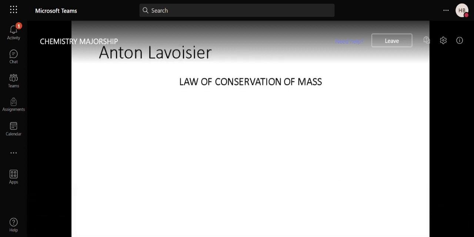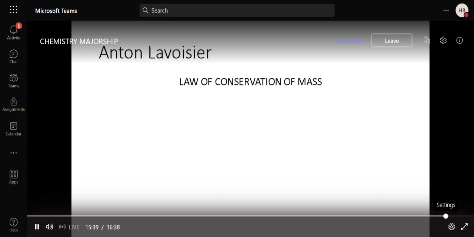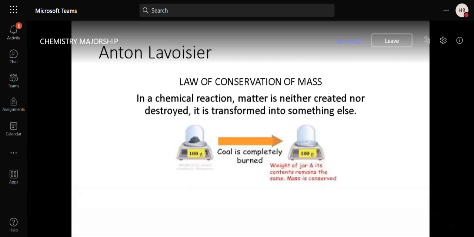Right? Antoine Lavoisier is the proponent, or the father, of the law of conservation of mass. So, for example, in an experiment in the laboratory, this is what you would see if it was an isolated system. What do I mean by isolated system? Meaning, you burn coal, but it is isolated, trapped in such a way that no gas can escape, no water vapor can escape.